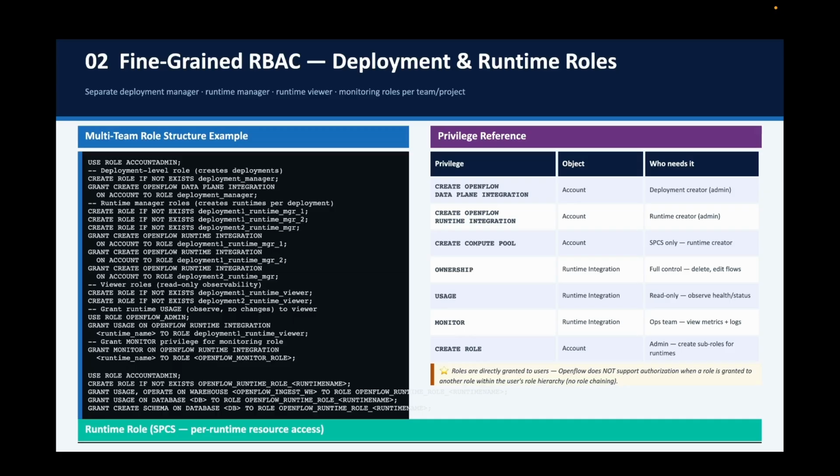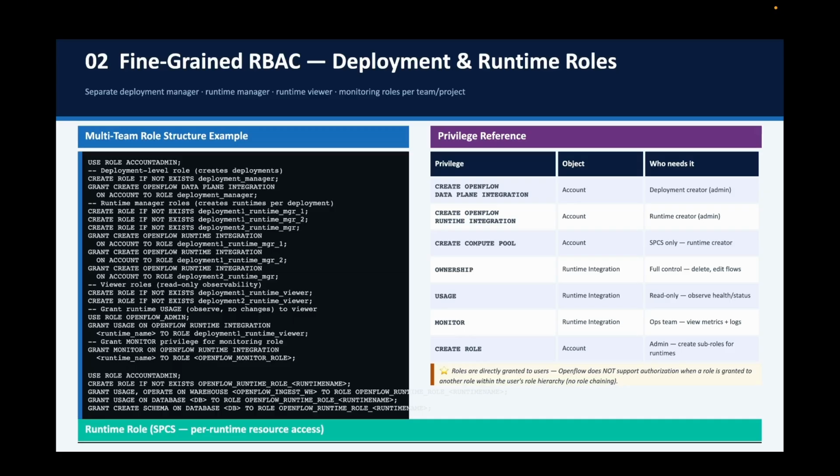Create compute pool is also an account level object and is only needed for SPCS deployments. Again, it is needed for the runtime creator. Ownership privilege is needed for runtime integration, the full control to delete and edit flows. Usage is for runtime integration, read only for observability and health status. Monitor on runtime integration is generally needed for the operations team to monitor the metrics and the logs.